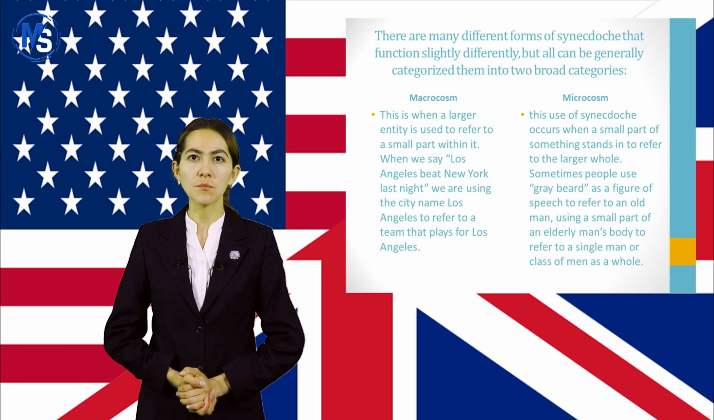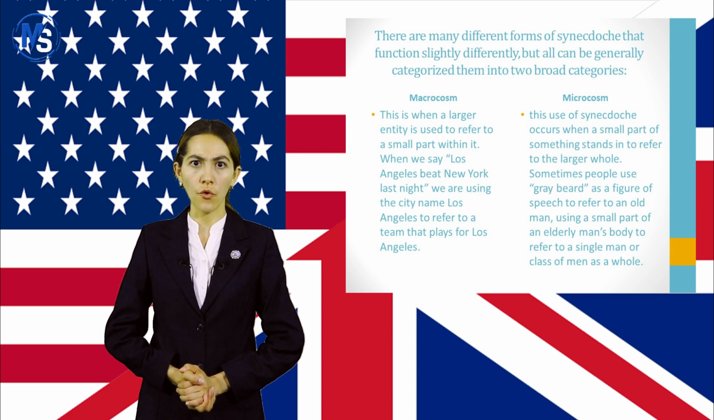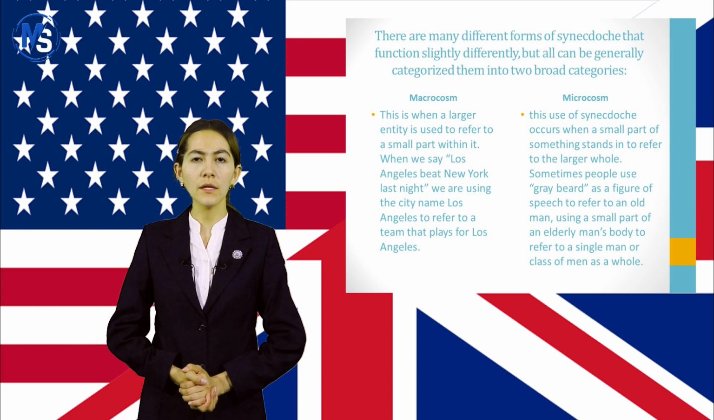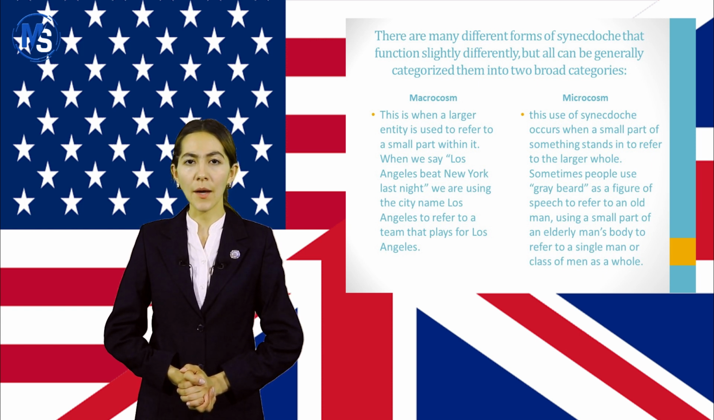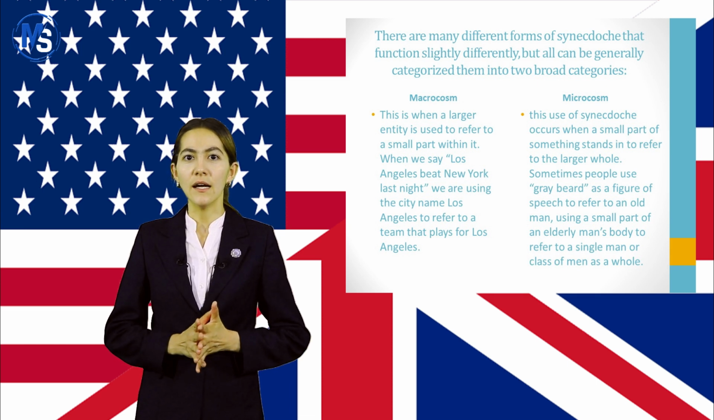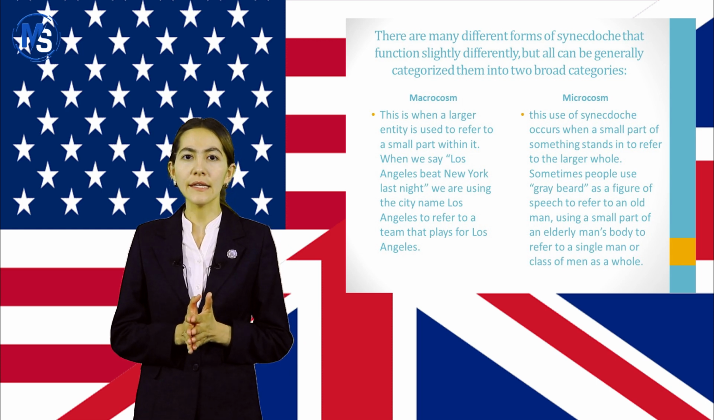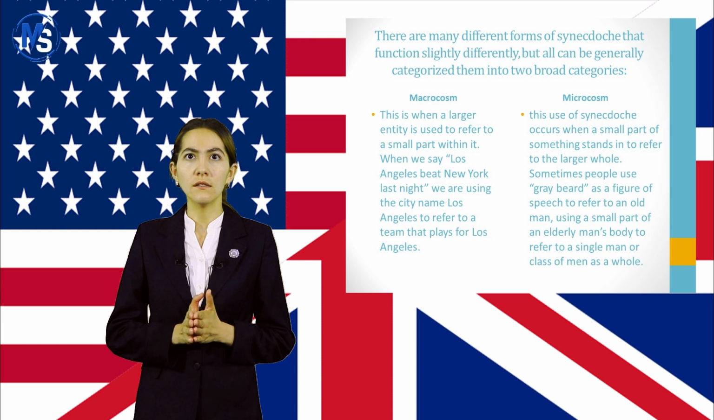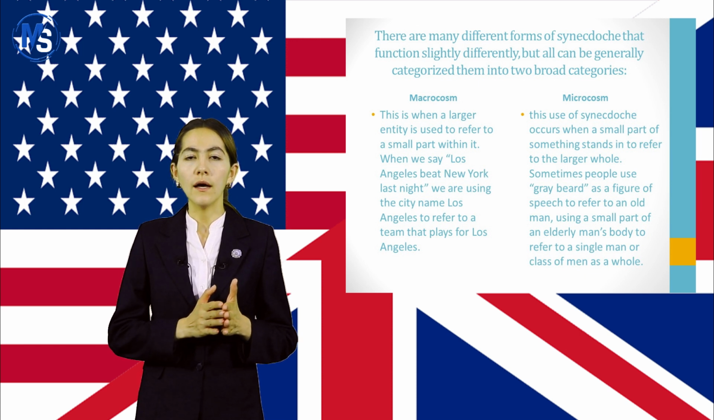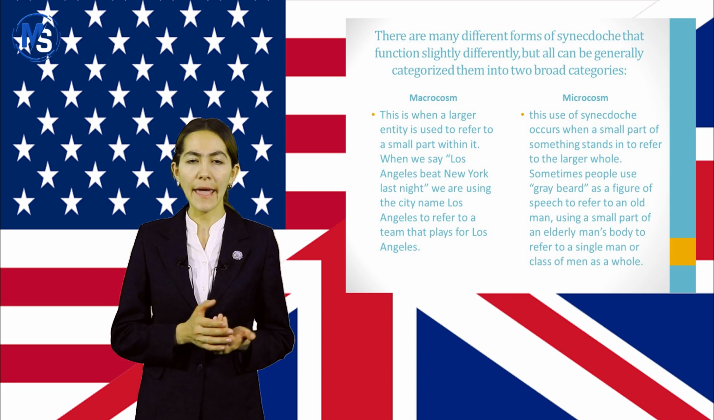And the next one is the opposite. This term is used when something small stands in to refer to a larger whole. For example, the white head is coming. In this sentence, we should understand that white head is a Synecdoche for a man with white hair.